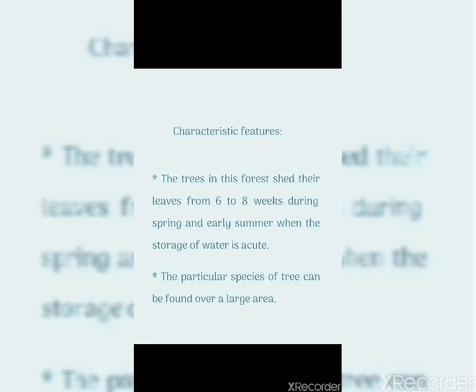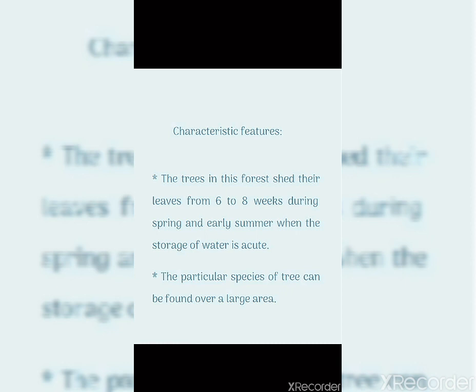Characteristic features of this type of vegetation are: the trees in this forest shed their leaves for 6 to 8 weeks during spring and early summer when the shortage of water is acute. After the monsoon season, when the regions experience dry conditions, they start to shed their leaves because through transpiration, leaves lead to loss of water. So that is an adaptable feature for the tropical deciduous trees.